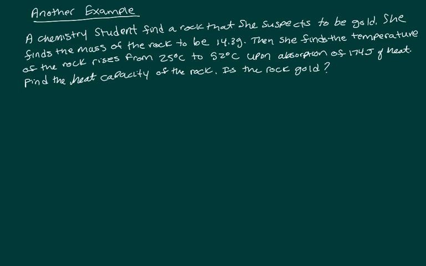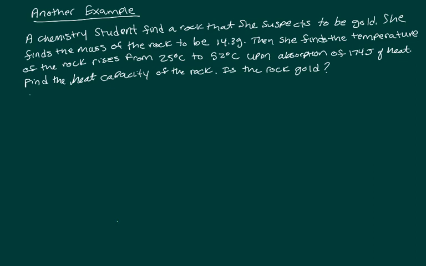A chemistry student finds a rock that she suspects to be gold. She finds the mass of the rock to be 14.3 grams. Then she finds the temperature of the rock rises from 25 degrees Celsius to 52 degrees Celsius upon absorption of 174 joules of heat. Find the heat capacity of the rock. Is the rock gold? Okay, so let's write our givens as always.